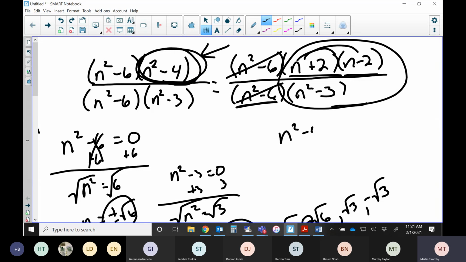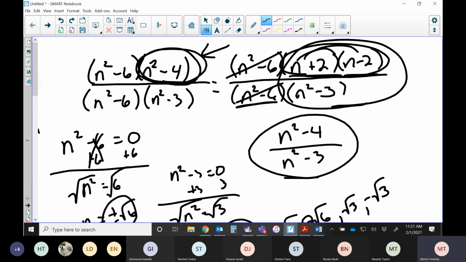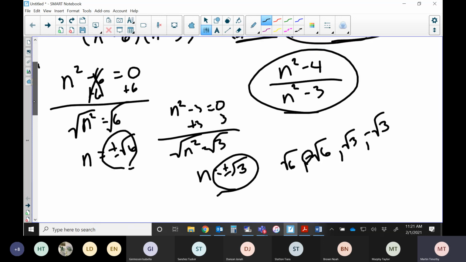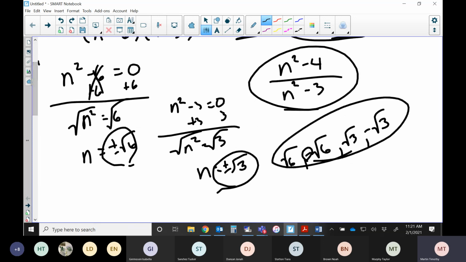So n squared minus 4 would be what this top would turn into over n squared minus 3. And no, the n squared do not cancel out. You can't cancel out the 4 and the 3. Nope, none of that can cancel out. That would be my final answer, including these 4 exclusions.